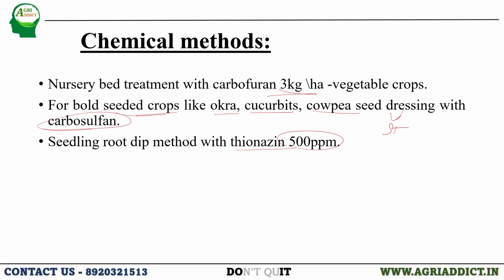The last option is chemical methods, because the other methods like cultural methods, physical methods and even biological methods do not have any side effects, so you can go for those methods. If the disease is more prevalent or causing more damage, then you will go for chemical methods or use of nematicides.